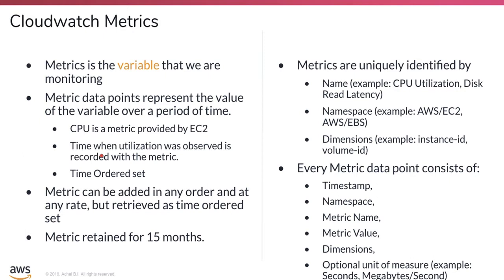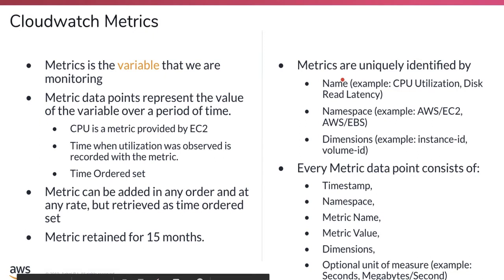So there is always a metric captured along with the timestamp or time frame, and they are time ordered sets. Whatever information you publish into a metric, in whatever order you publish it, whenever it is retrieved, it is a time ordered set. Metrics are retained for 15 months. Over a period of over 9 weeks, you get only 1 hour metric data points, which are aggregated for 1 hour.